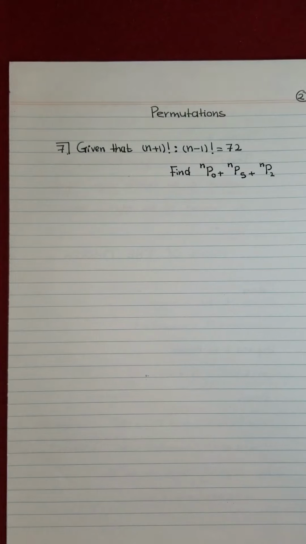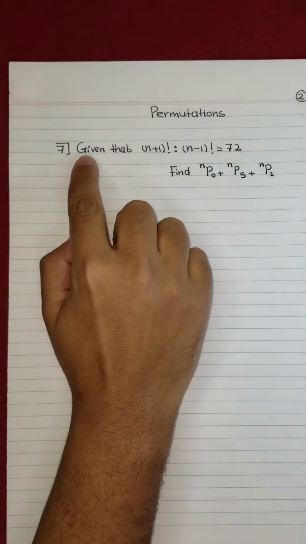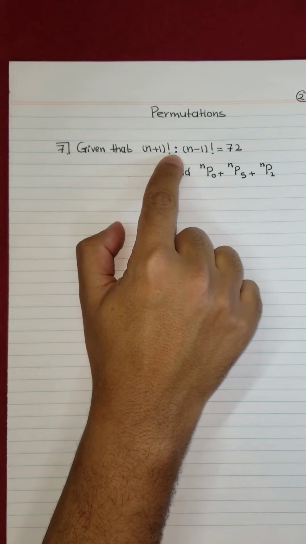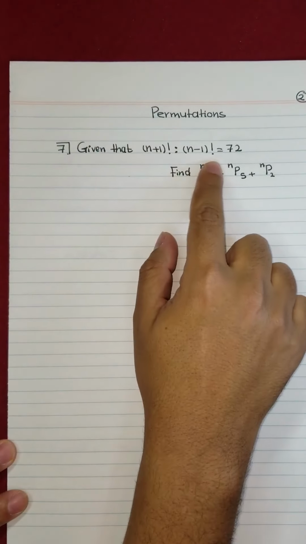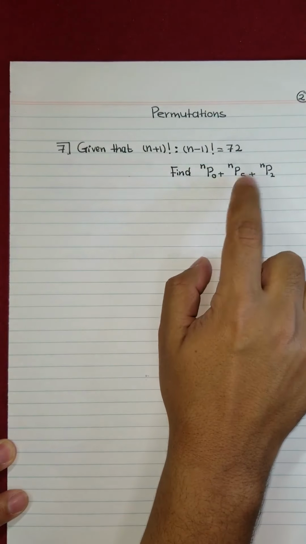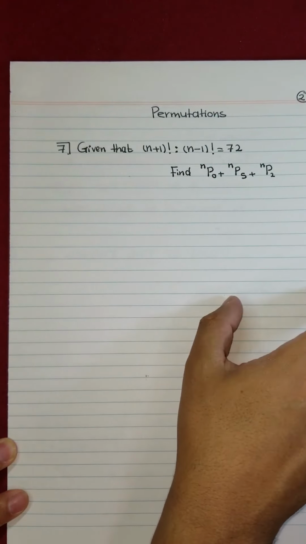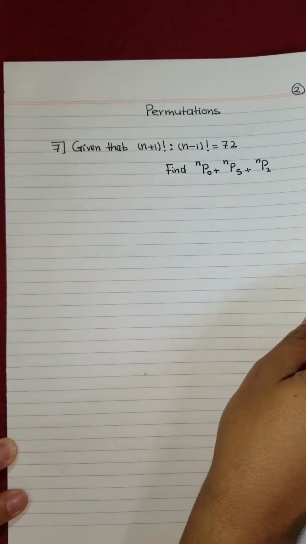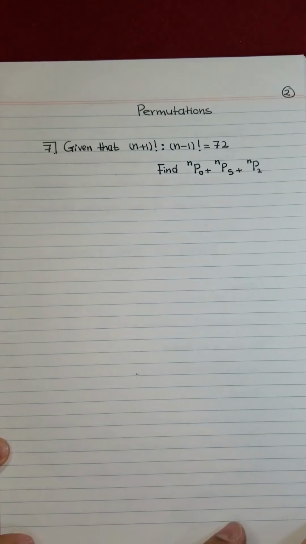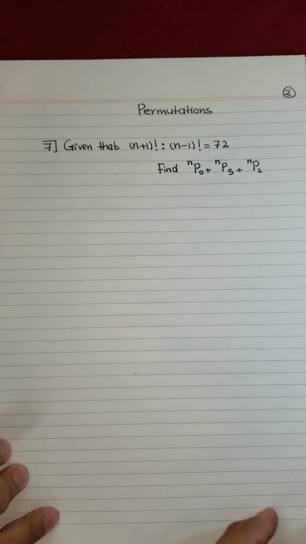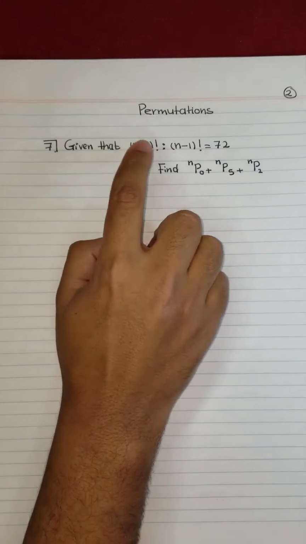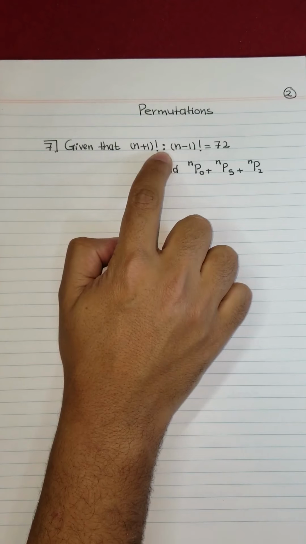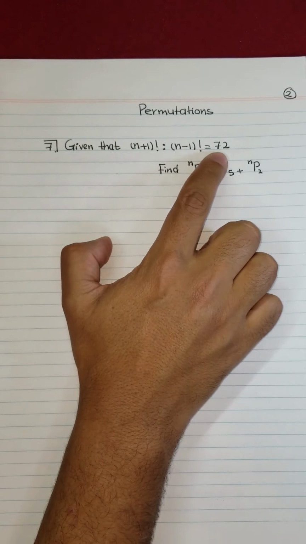So the given part is that n plus 1 factorial ratio to n minus 1 factorial is equal to 72. From here, we will try to find the value of n. If you find the value of n, then we can solve this easily. So let's try to find the value of n. First of all, guys, what does the ratio translate to? The ratio always translates to division in mathematics. So this means it's n plus 1 factorial divided by n minus 1 factorial equals 72.